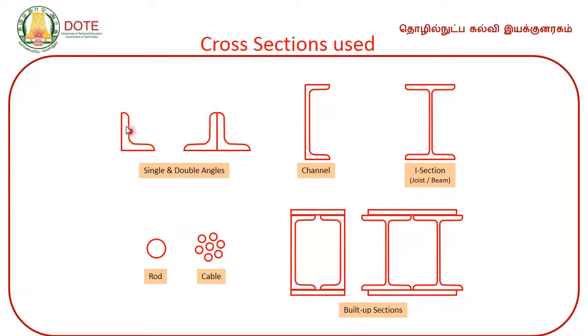This is a single equal angle, this is a double angle, channel, I section, beam, and these are the rods, cables, and built up sections. A built up section is a section which is made up of two or more rolled sections connected together to act as a single unit to take care of the loads coming over it.